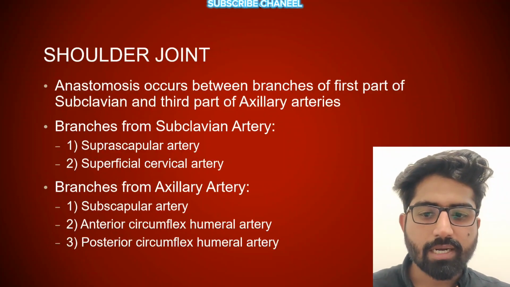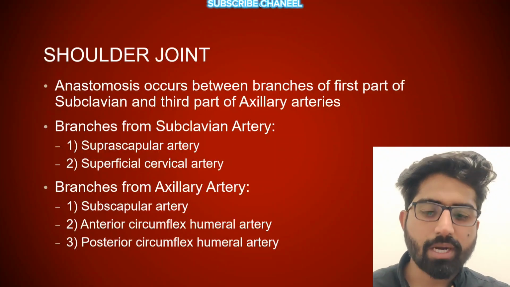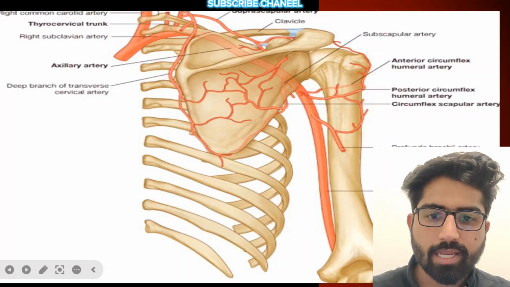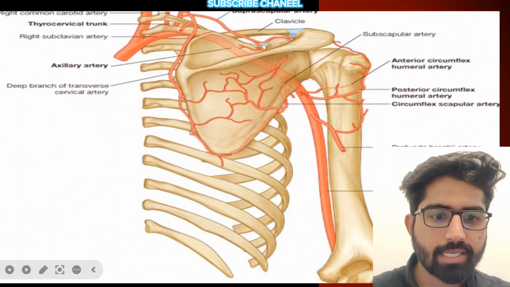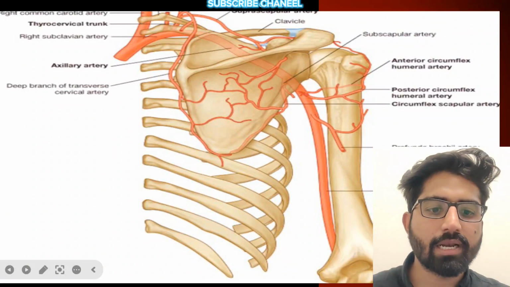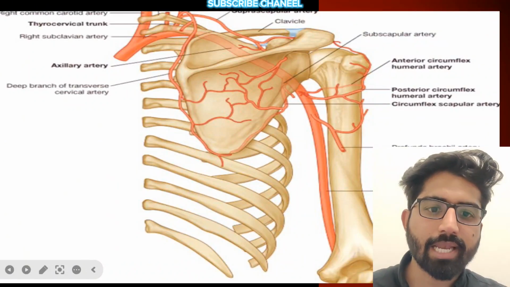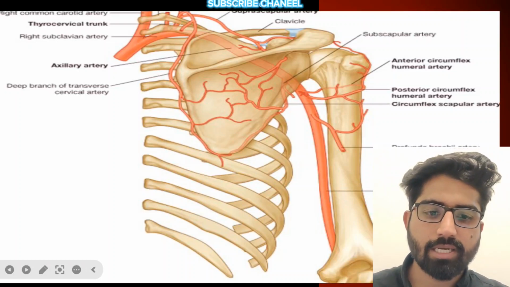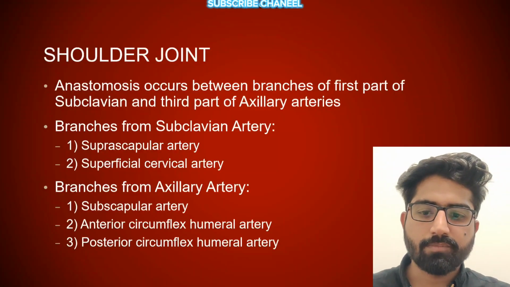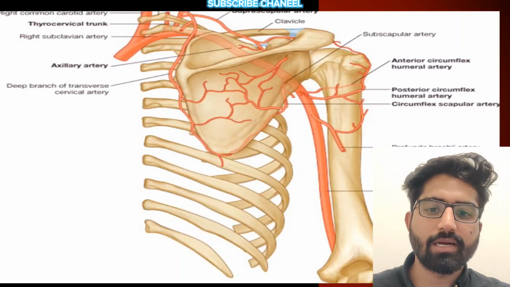The branches from the axillary artery for the shoulder anastomosis are the subscapular artery, anterior humeral circumflex artery, and posterior humeral circumflex artery. Here you are seeing the axillary artery, and its branch, the subscapular artery, is here, and the anterior and posterior humeral circumflex arteries, which encircle the surgical neck of the humerus, are present here. These are the branches from the axillary artery, and the branches from the subclavian artery, as we have studied, are the two branches, the suprascapular artery and superficial cervical artery.